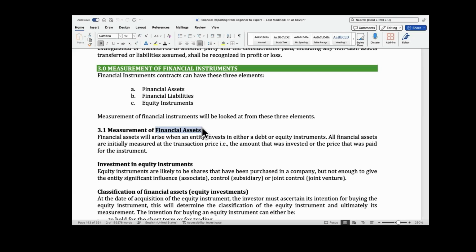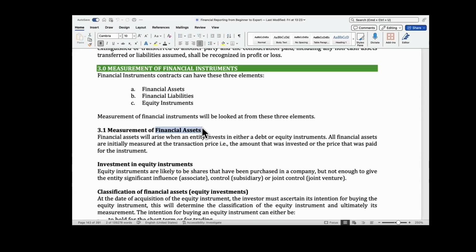So cash, how do we measure cash? Cash is cash. Your cash is the amount you have either in your hand or in your bank. So there's no difficulty in measuring it. You know how much you have, and that's how much you put in your books. So no issue with that. The second one is equity instrument. How do you measure that?